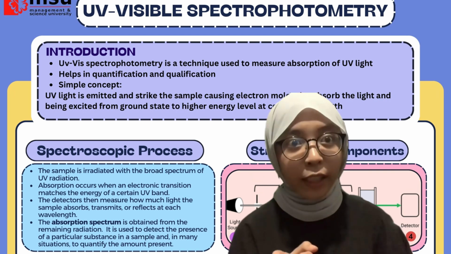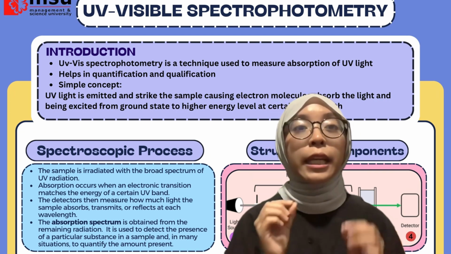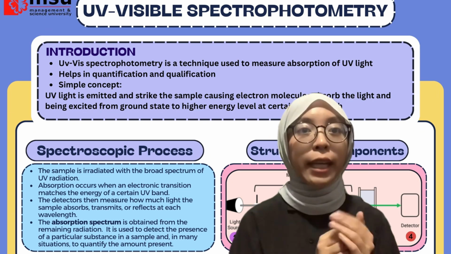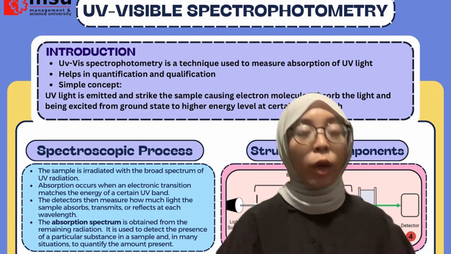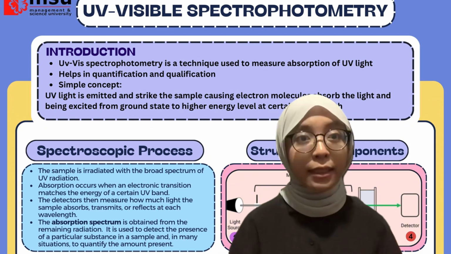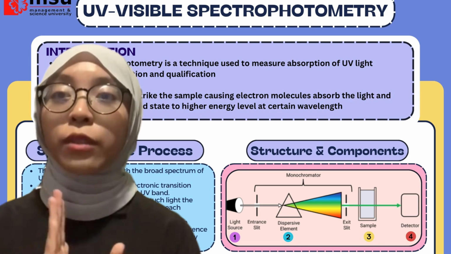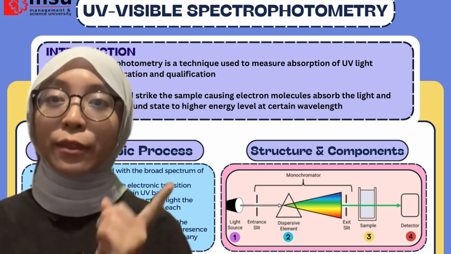If you are wondering what an absorption spectrum is, it is used to detect the presence of a particular substance in a sample and, in many situations, to quantify the amount of the substance present. Next, if you are wondering what the structure of a UV-Vis spectrophotometer looks like, here is a figure for you.